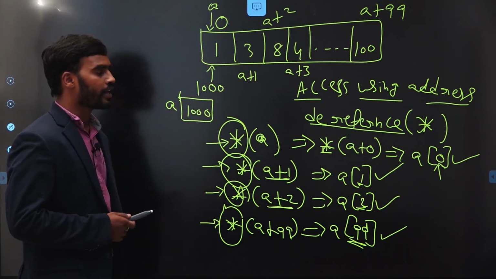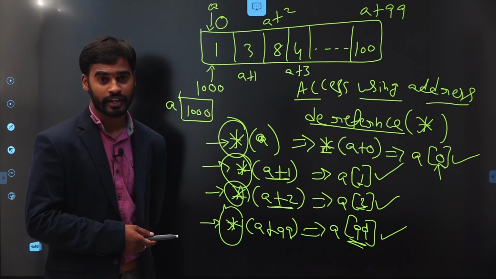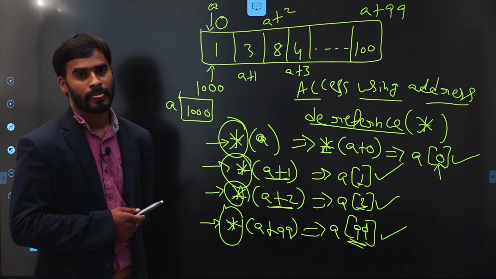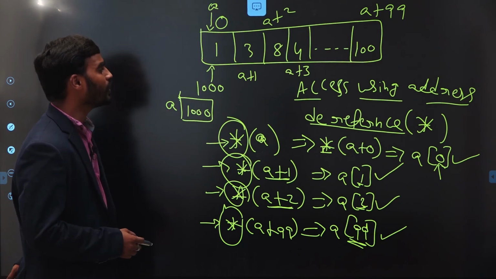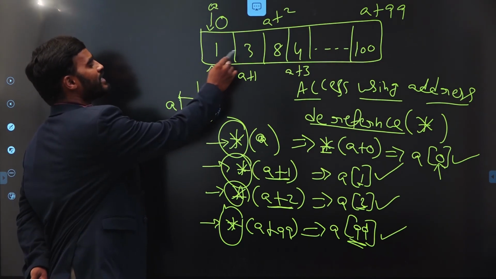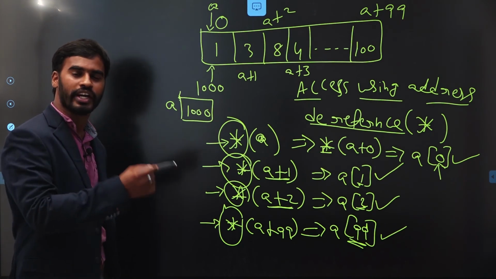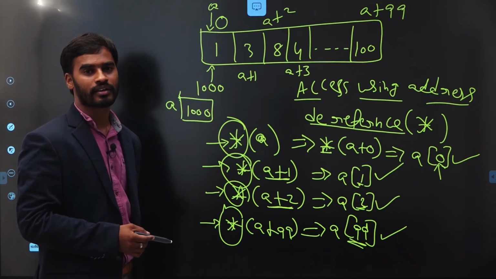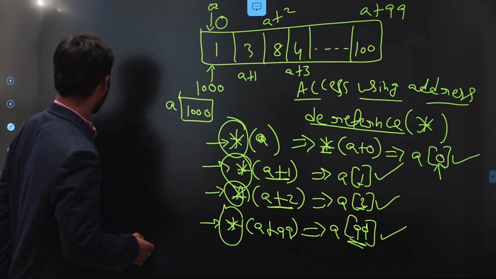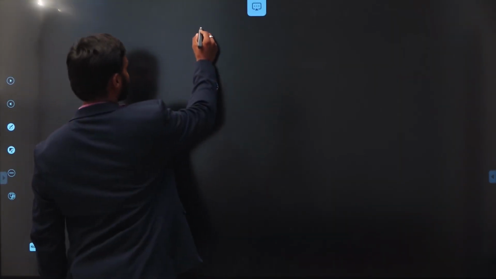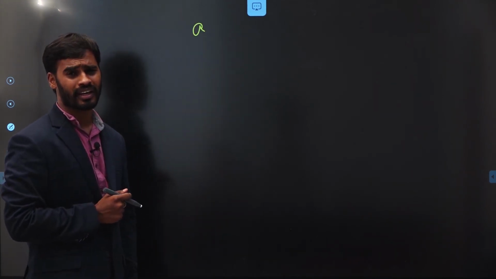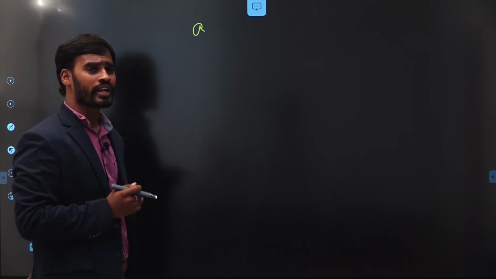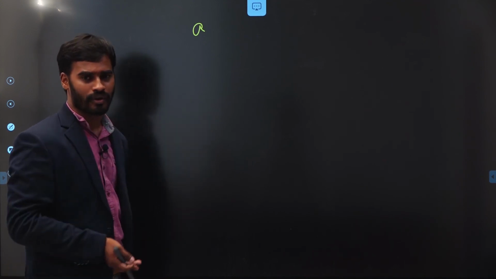So this is the advantage of using continuous memory allocation. You need not remember the address of each and every block. If you know the address of the first block is A, then based on this you can access the address of any other block.